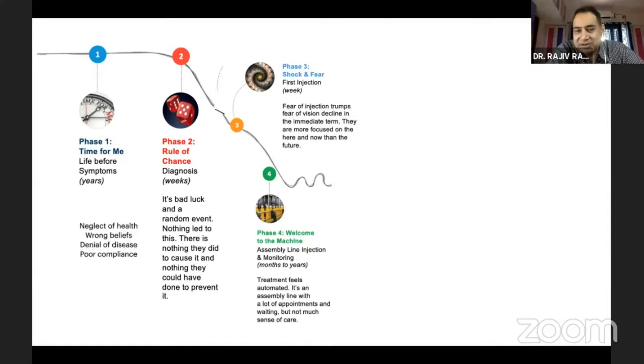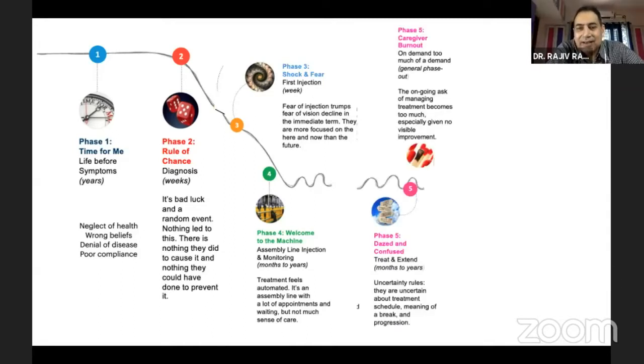That's the feeling which a patient gets. And then he gets dazed and confused because there is uncertainty. He's very uncertain about the treatment schedule. If he goes, whether the injection will be given or not, what is a break in the injection, what is progression of disease. Sometimes the doctor says there is swelling, sometimes he says now it is flat. So that's a confused stage.